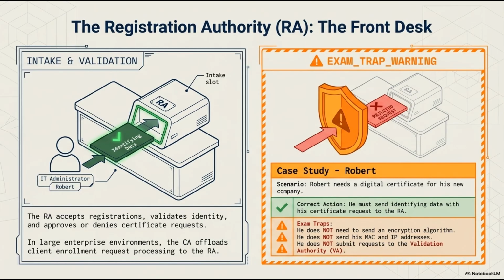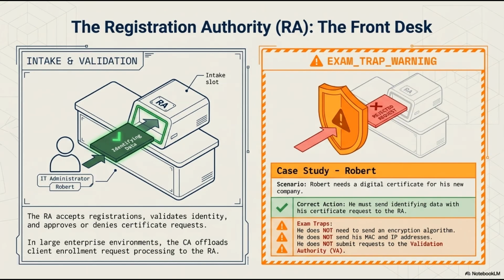And this slide actually gives us a great case study directly tied to an exam scenario. Oh yeah, Robert's case study. Yeah, we have Robert, an IT administrator, and he needs to acquire a digital certificate for his new company. The question is, what exactly does Robert need to provide? Right, and the correct action listed there is that Robert must send identifying data with his certificate request to the RA. But wait, if I'm Robert setting up this network, my first instinct would be to just send over my MAC address. Yeah. Or my IP address. That proves exactly what machine I'm operating from. Why isn't that enough for the RA?